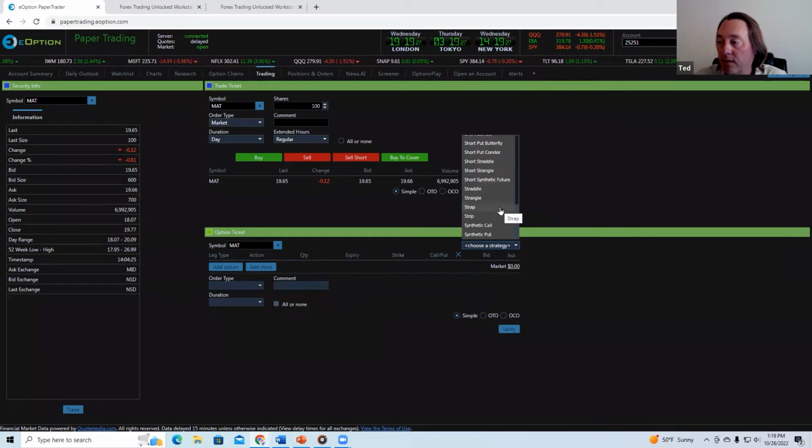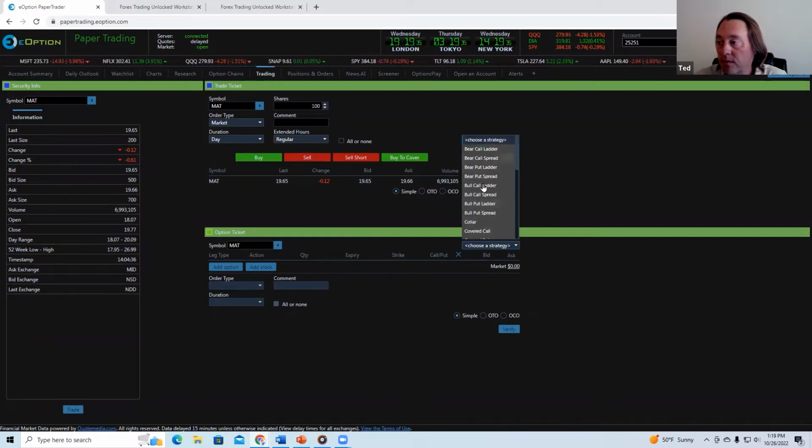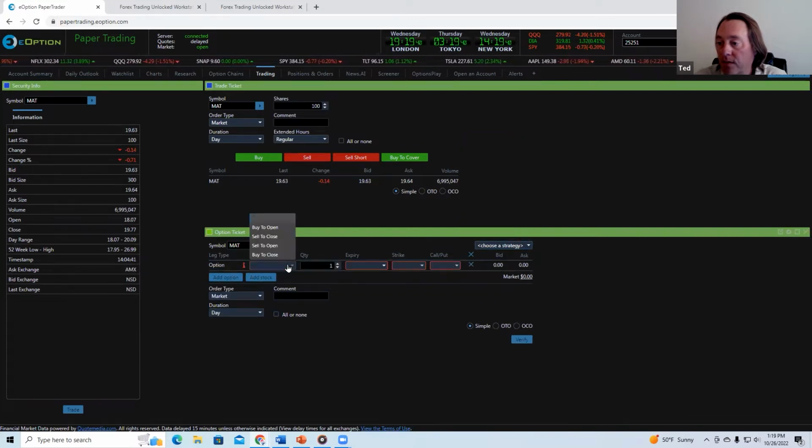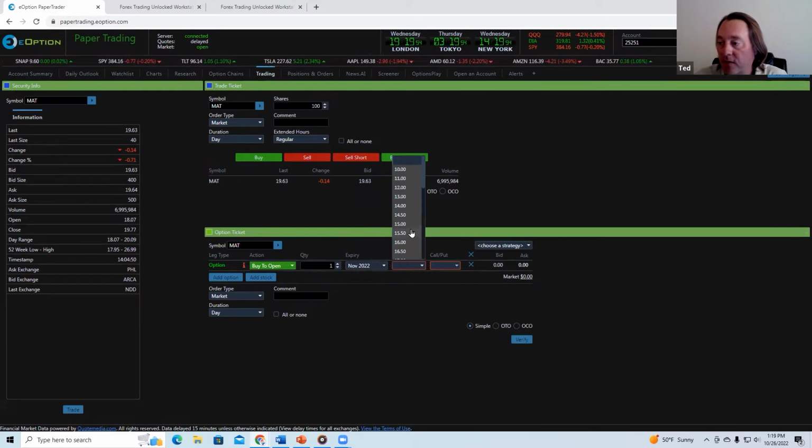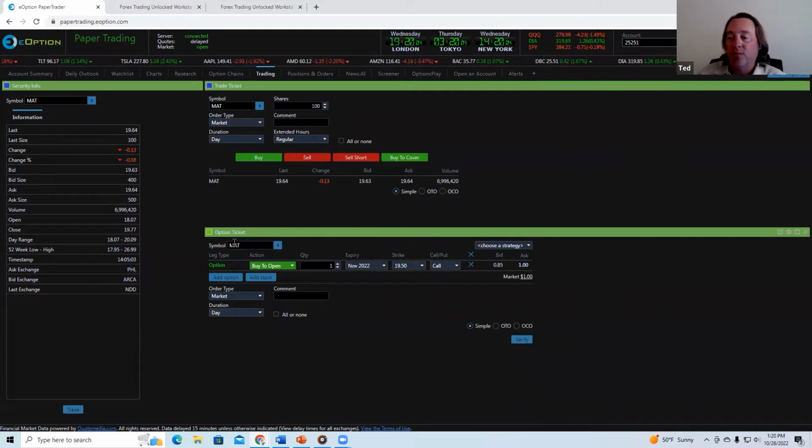Where is long? Where's the cut? No, we don't want that. Okay, option, buy to open, quantity 1, expiration is November. Let me double check that. The strike price is 1950, and call. Okay, so you can see once again here, we have the symbol here, Mattel.